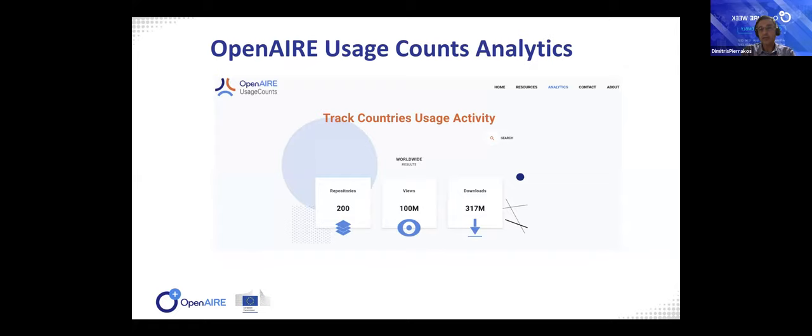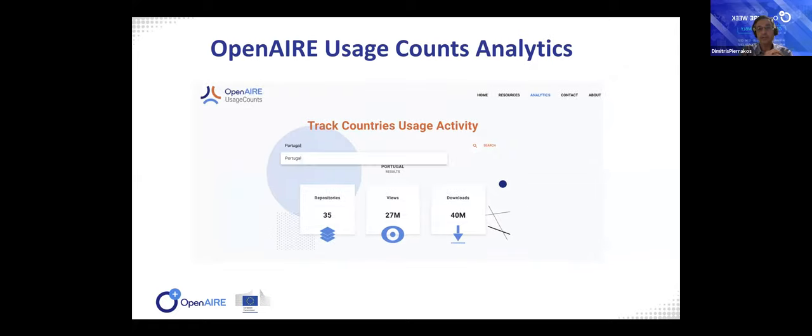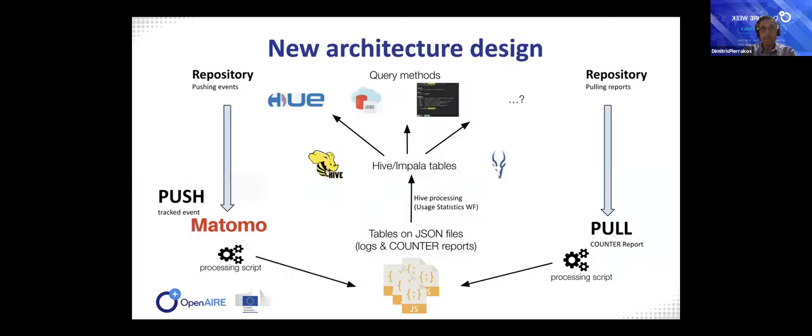And you can also search for a particular country to view the usage activity for that country. For example, for Portugal, you can see that we have 35 repositories, 27 million views, and 40 million downloads. All this information is provided in this new portal, the UsageCounts portal. And as mentioned, we will add more and more analytics there.